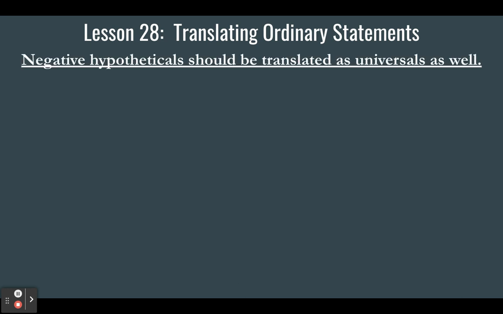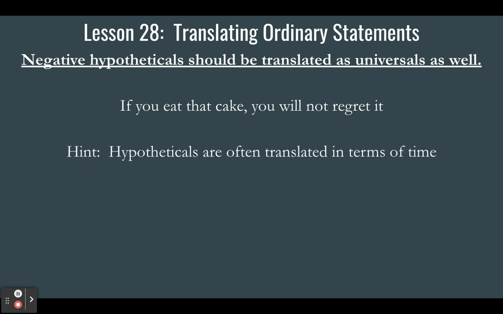One more. Negative hypotheticals need to be translated as universals as well. So if you eat that piece of cake, you will not regret it. Okay? And I'm going to just show you this because this is kind of weird. I'll just tell you as a little hint. Hypotheticals can often be translated in terms of time. So we might say something like this. No times you eat that cake are times you will regret. Now, times is not up here in the original sentence, but it's the same meaning. So we can add this word to give us a little bit of help. No times you eat that cake are times you will regret.